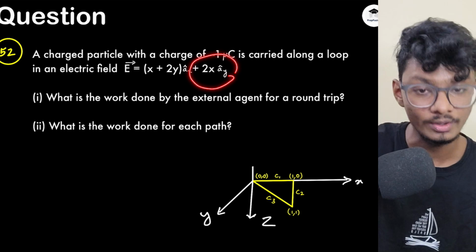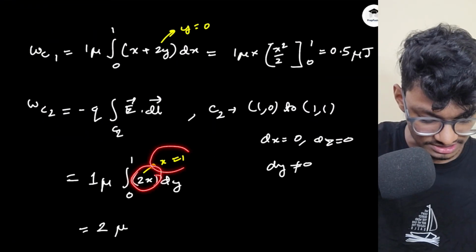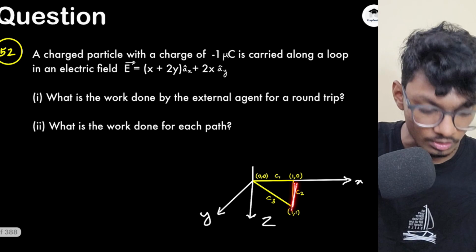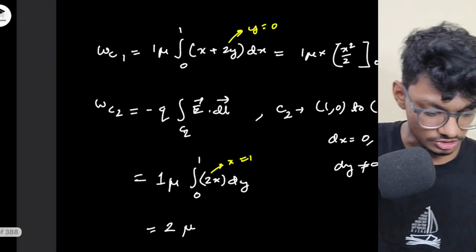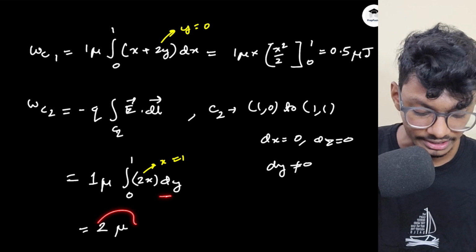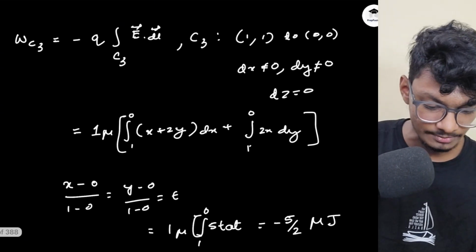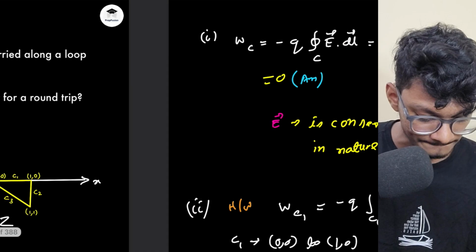What is the y component? 2x ay cap. And what is x here? Throughout this whole line, x is 1. So I will replace x with 1 and simply integrate with respect to dy. I will get 2 microjoules. Same step I will follow here. Again, I will see here.